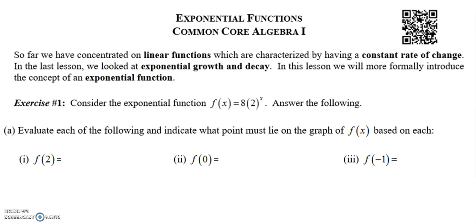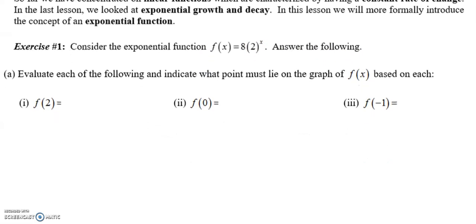So we have our first function. It's exponential because the variable is an exponent. That's what makes an exponential function, when the variable x is an actual exponent. So you should easily be able to find these different input values. What is f of 2, f of 0, and f of negative 1? So go ahead and do those on your own. Hit pause and fill in those answers.